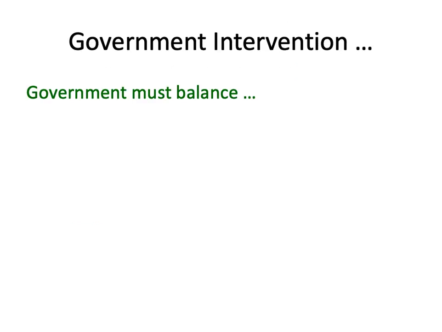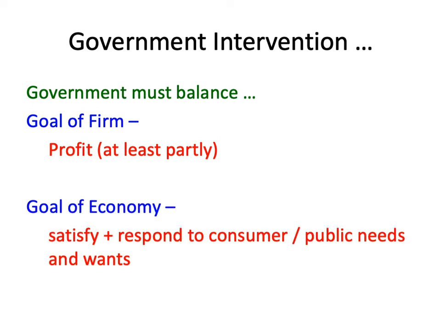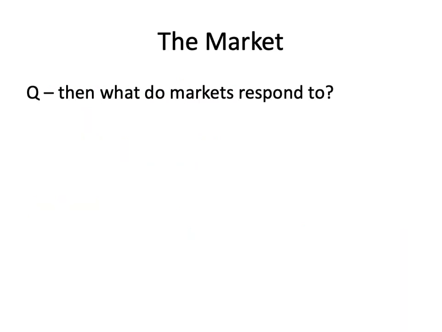Ultimately, the government must balance the goal of the firm, which is to make profit, with the goal of the economy, which is to satisfy and respond to consumer and public needs and wants. And so this is the ebb and flow, or the back and forth, in terms of government policy. Who am I trying to satisfy? Who am I trying to ensure is better off? Our people, our public, are part of the marketplace, and the firms are also part of the marketplace, right? So the government is looking at how to intervene or influence these markets.